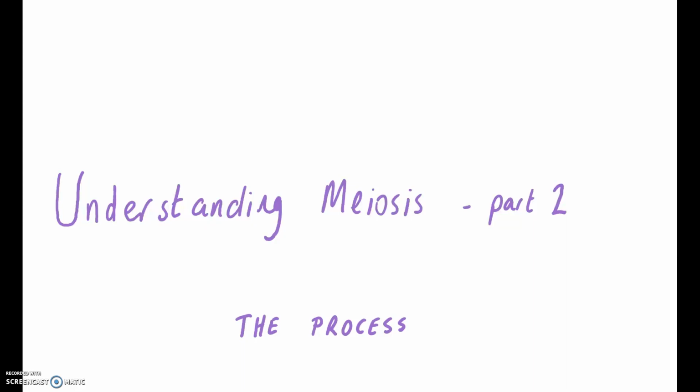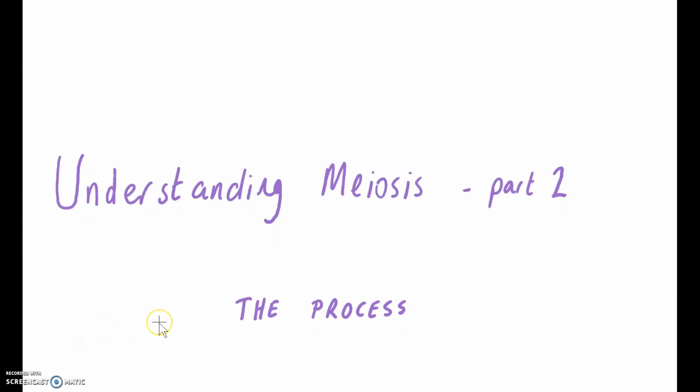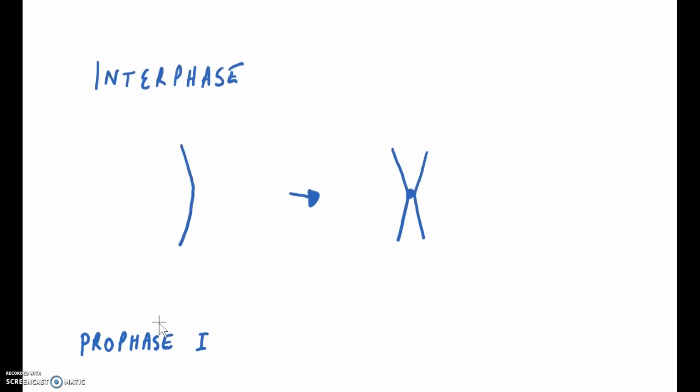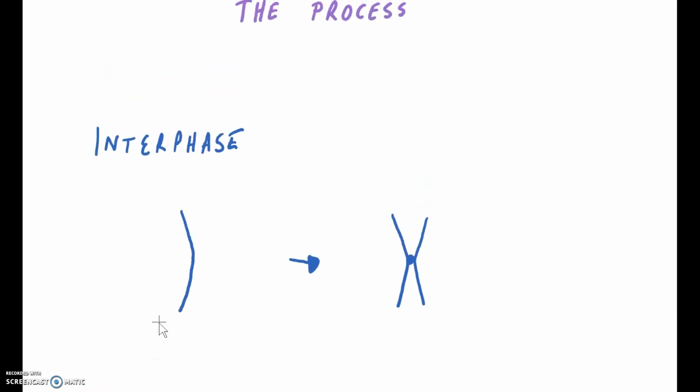Understanding meiosis part 2, the process. So, as with any type of cell division, meiosis starts with interphase, and in interphase, the DNA will replicate to form complete chromosomes. So, 2 sister chromatids attached by a centromere, as explained in the previous video.